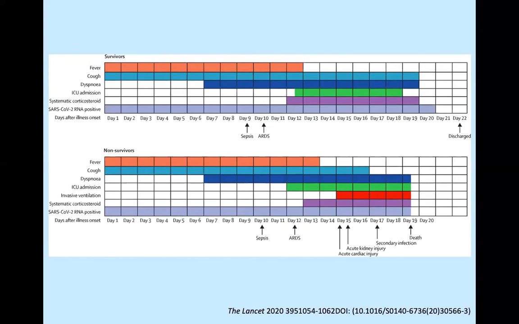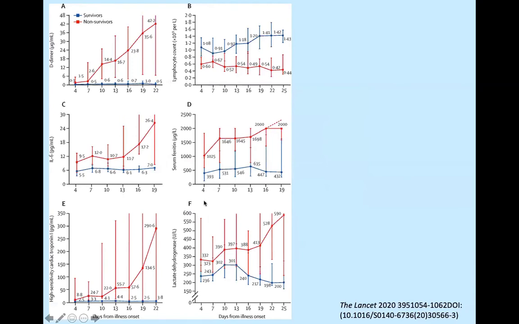What we do know, however, and this is again from one of the original papers from China, is that if you look at survivors in blue versus non-survivors in red, this is the D-dimer. And if you plot the serial blood tests, you will see that non-survivors show a rise in the D-dimer. Non-survivors show a rise in the IL-6, which of course none of us can really measure. Rise in the troponin, and a rise in the ferritin, and a rise in the LDH.